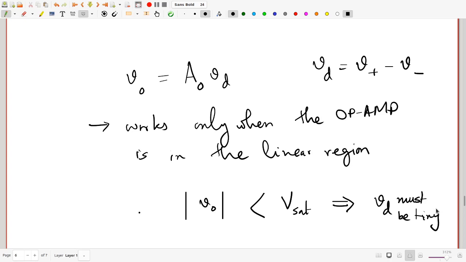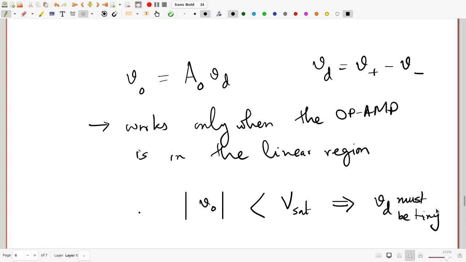In fact, VO cannot go beyond plus minus Vsat even when you are outside the linear region. But in the linear region only, this relationship between VO and VD works. So, if you want to keep the op-amp in its linear region, that means you want to make it work like an amplifier, you have to ensure that VD is tiny, somewhere less than a millivolt, or actually even less, depending on how good your op-amp is or how big the op-amp gain is.